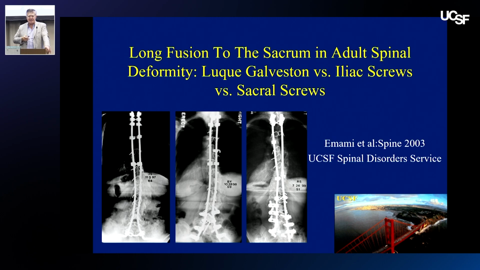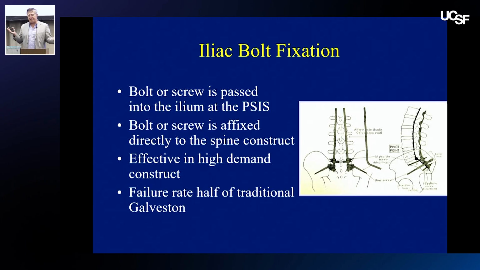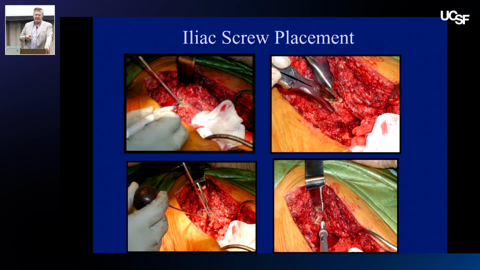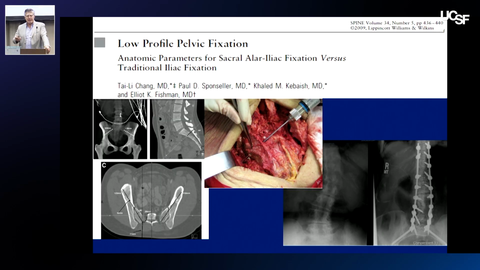We actually looked at Galveston versus iliac screws and showed that the failure rate was a lot better with iliac screws than with Galveston. But still 20% of these patients required a revision because their iliac screws were prominent. This is a technique we used to use: go to the PSIS, rongeur down, and try and get as medial as you can. But oftentimes these screws, especially the older screws from that study, were symptomatic. So I think a lot of us now are using the sacral-alar-iliac technique.